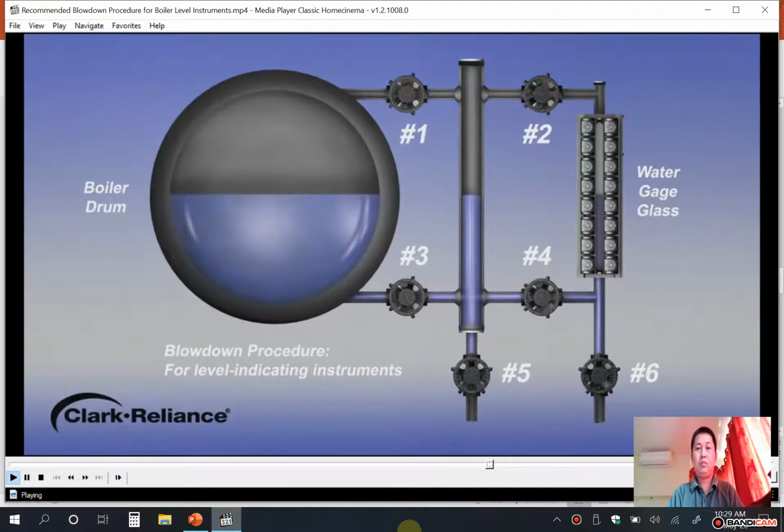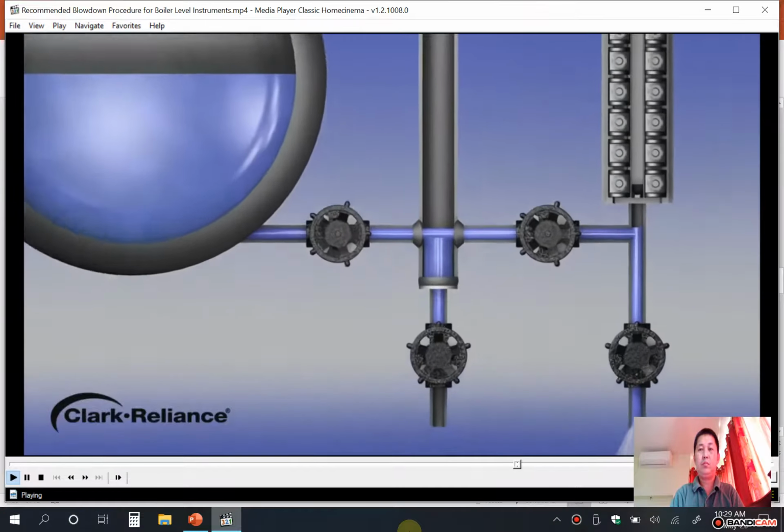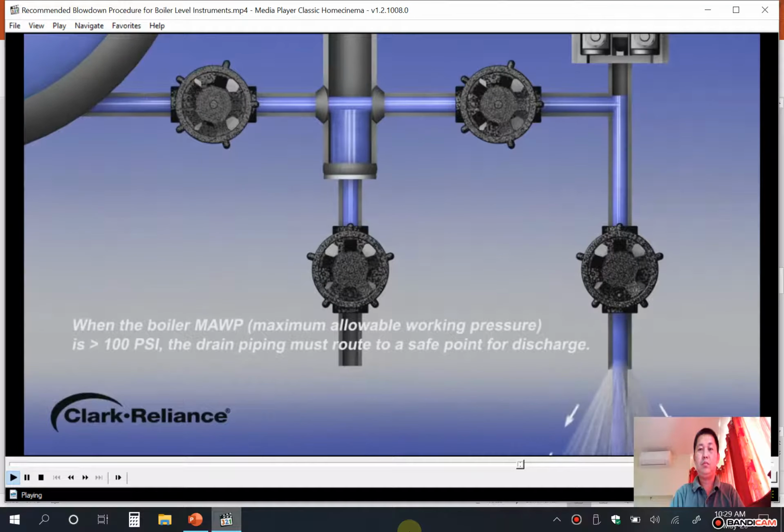To begin the blowdown procedure, close the steam valves number 1 and number 2. Next, with water valves number 3 and number 4 in the open position, open the drain valve number 6, and the water will discharge. Water will be flashing due to the elevated temperature. This discharge from the water leg piping should be observed flowing out of the drain.